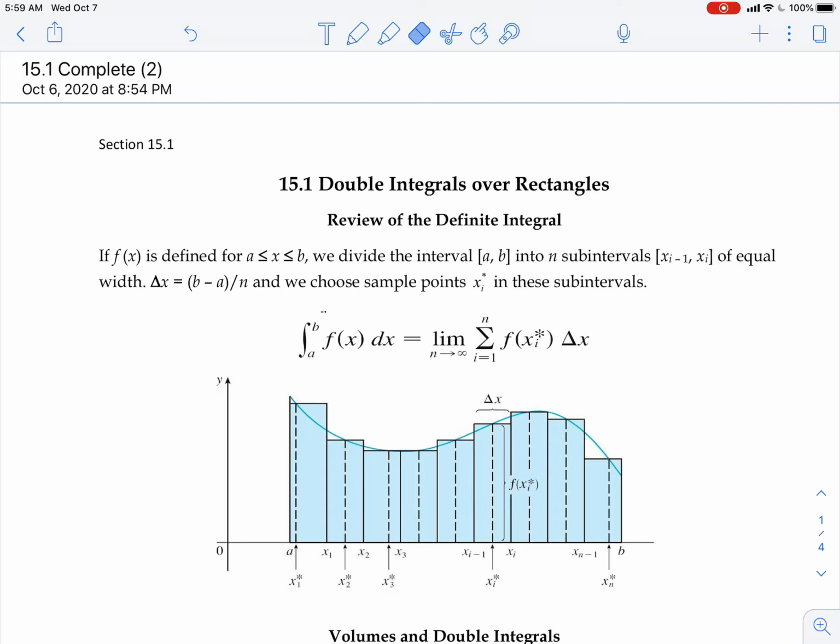Hello and welcome to Chapter 15. Starting a new chapter, so we only have two chapters left, Chapter 15 and Chapter 16, and we're finished with Calc 3, so we're pretty much halfway there.